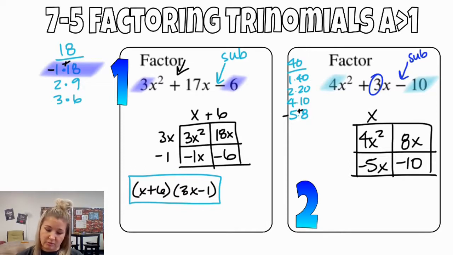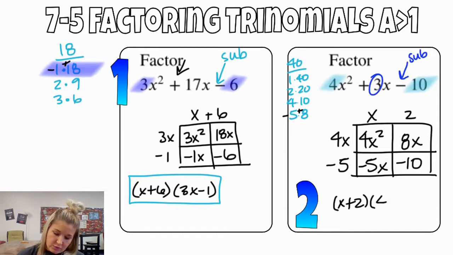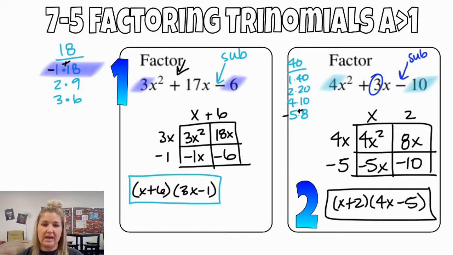And the greatest common factor on the right, I'm going to have 2. Then greatest common factor of the top, I'm going to have 4x, and greatest common factor on the bottom, remember both of those had those negative signs, so that's going to be a negative 5. So then my two factors, I'm going to have x plus 2 times 4x minus 5. And here we go.